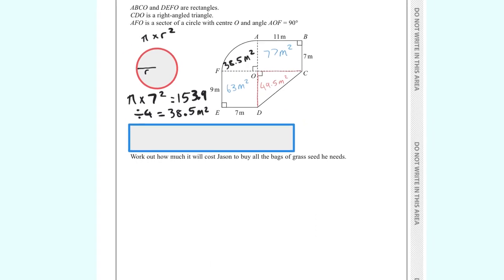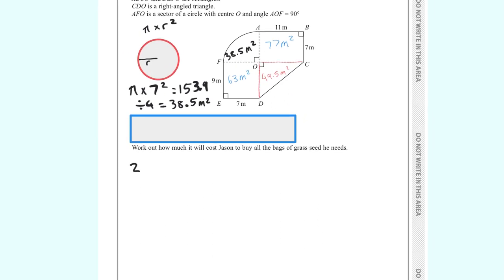We need to add it all up now. We're going to add it all up. So 38.5 plus 77 plus 63 plus 49.5 equals, so I'm just going to add them all up now on my calculator. But again, you'd write the steps down.